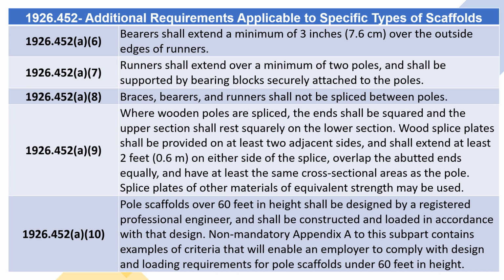1926.452 A10. Pole scaffolds over 60 feet in height shall be designed by a registered professional engineer, and shall be constructed and loaded in accordance with that design. Non-mandatory Appendix A to this subpart contains examples of criteria that will enable an employer to comply with design and loading requirements for pole scaffolds under 60 feet in height.